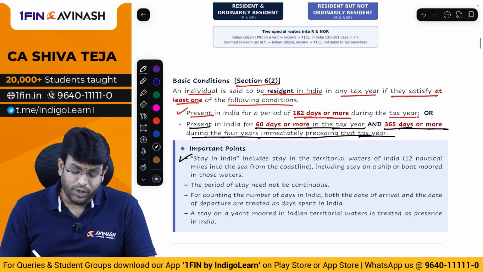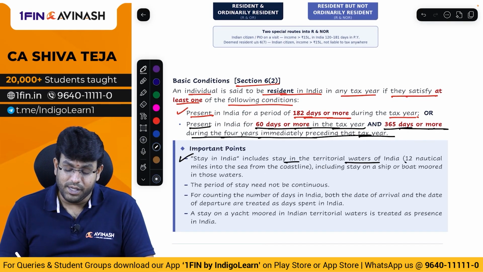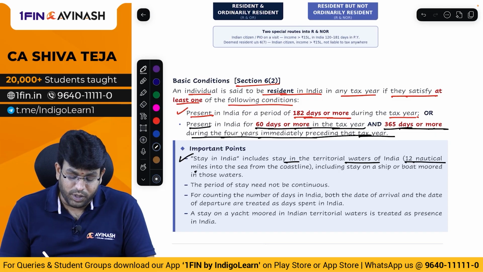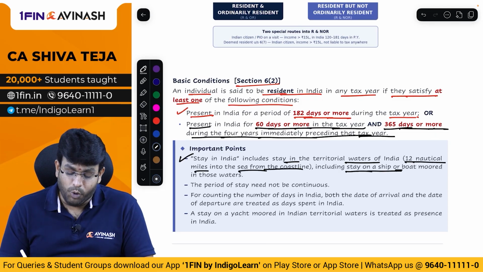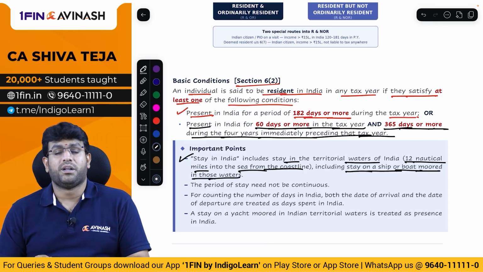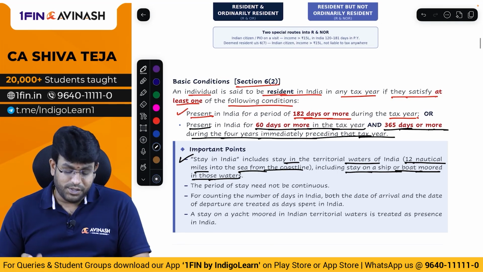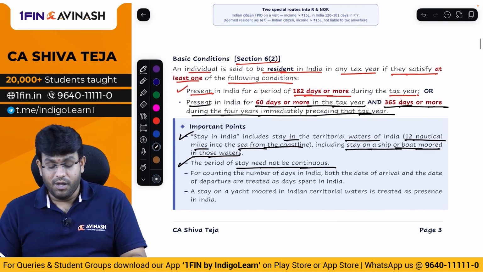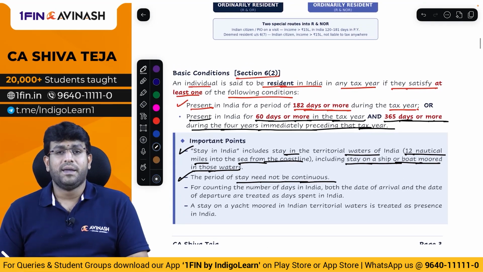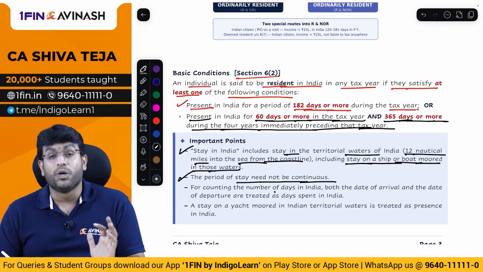And stay in India also includes stay in territorial waters, which is up to 12 nautical miles into the sea from the coastal line, including stay on a ship or a boat which is moored in those waters. Moored means they are rotating in those waters. The period of stay need not be continuous. This is interesting. Period of stay need not always be continuous. He may be coming, going, coming, going, coming, going.